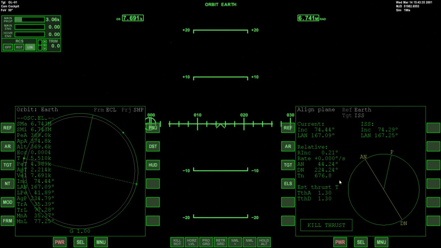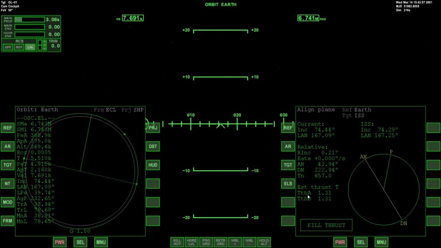And then below that, we also learned that Tn is the time to the next node counting down in seconds. So again, you can see we're approaching the ascending node, and that's telling us that we're going to reach the ascending node in about 664 seconds. So 660 seconds now until we reach the ascending node.